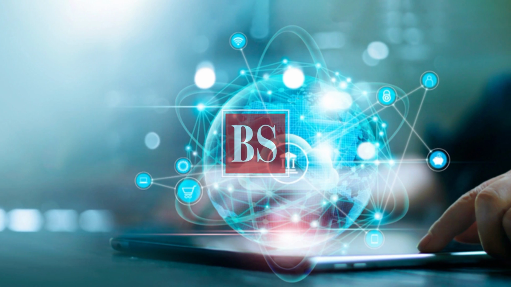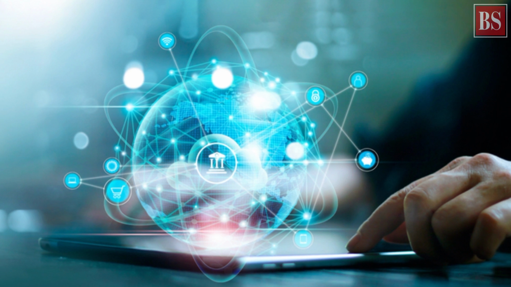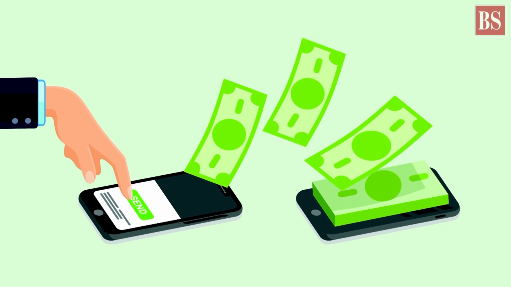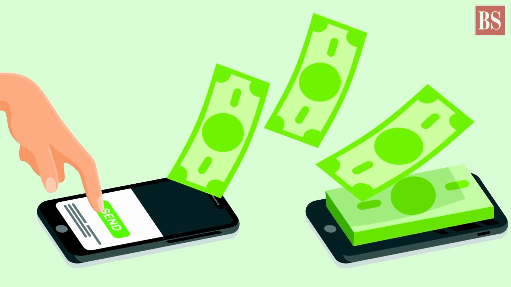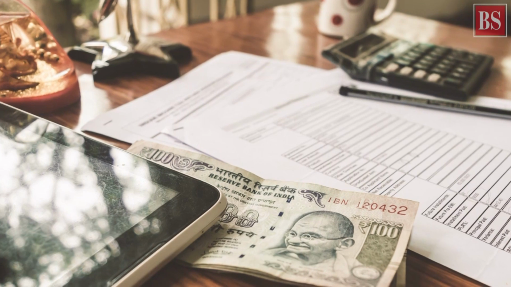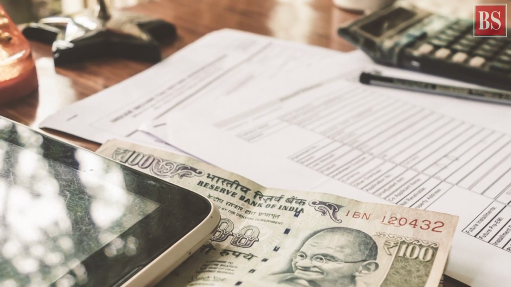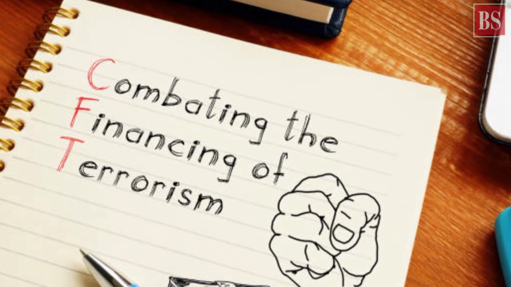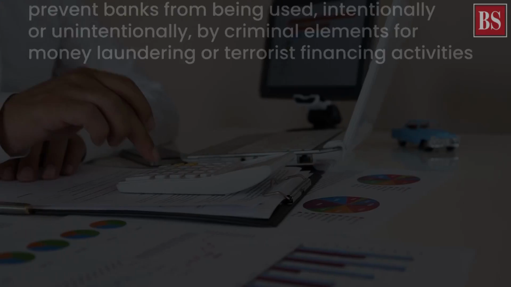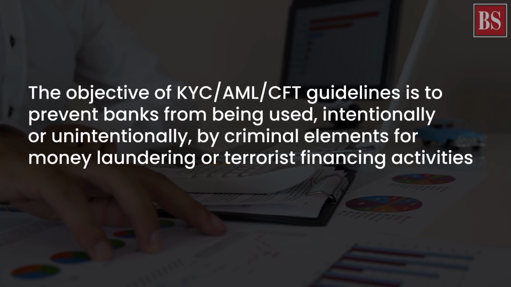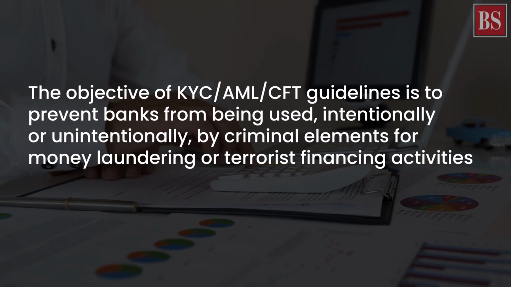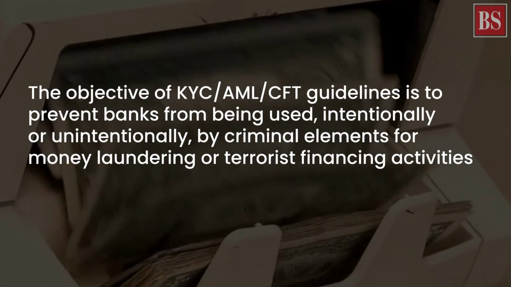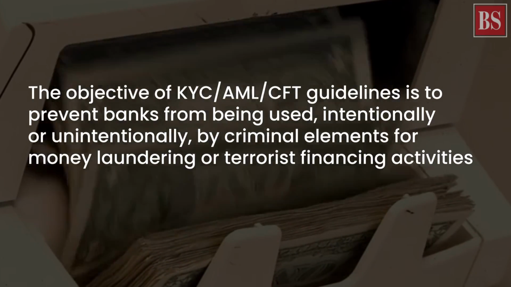Banks and financial institutions are required to follow certain customer identification procedures for the opening of accounts and monitor transactions of suspicious nature for the purpose of reporting them to appropriate authorities. These guidelines are in the form of Know Your Customer, Anti-Money Laundering, and Combating Financing of Terrorism regulations. The objective of these guidelines is to prevent banks and financial institutions from being used intentionally or unintentionally by criminal elements for money laundering or terrorist financing activities.